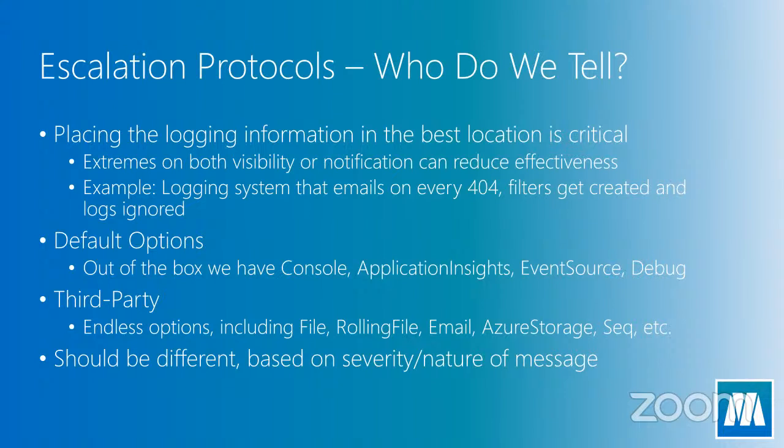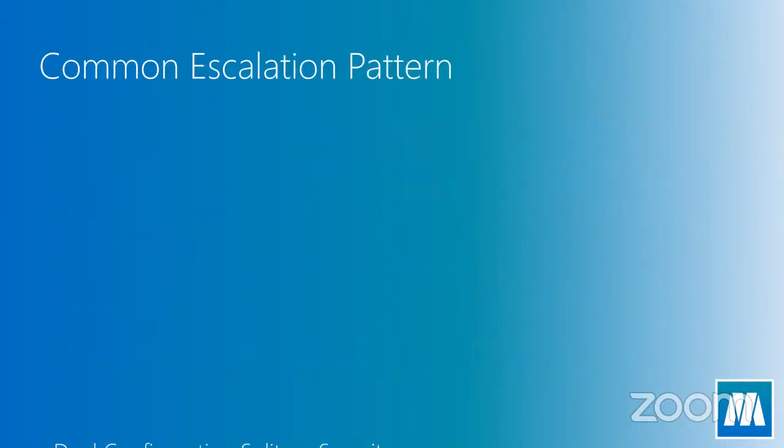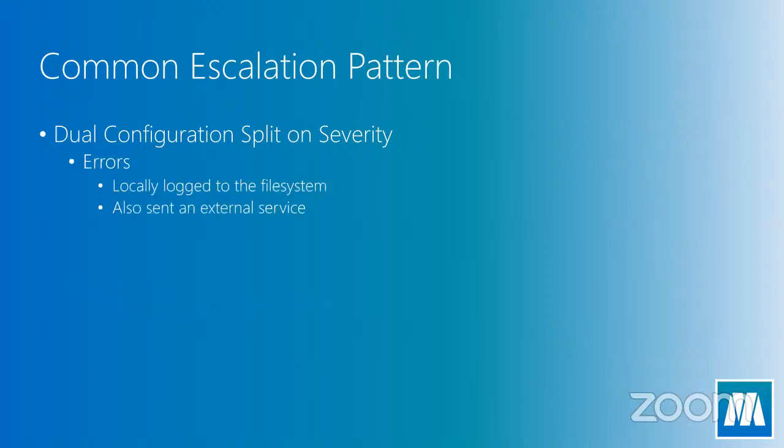Now, when we talk about different escalations by different severities, what do we normally see an application or a customer wanting to do? We typically see a dual configuration splitting on severity for how we do logging. If we look at most of our applications, errors are something that people want to do something about, and they want to do something about it quickly.